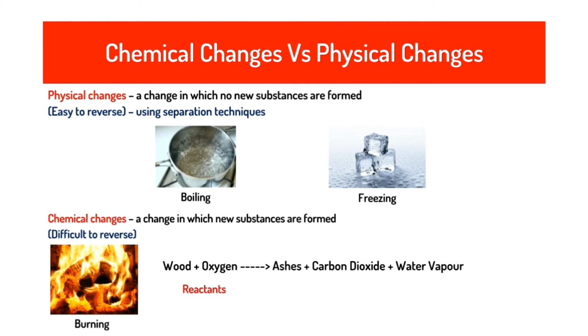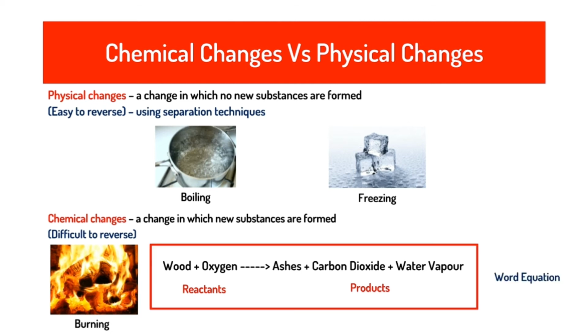So in the whole process, there are basically the reactants and the products. Wood and oxygen in this case are the reactants, and ashes, carbon dioxide, and water vapor are the products. So all in all, this represents the word equation of the chemical change.